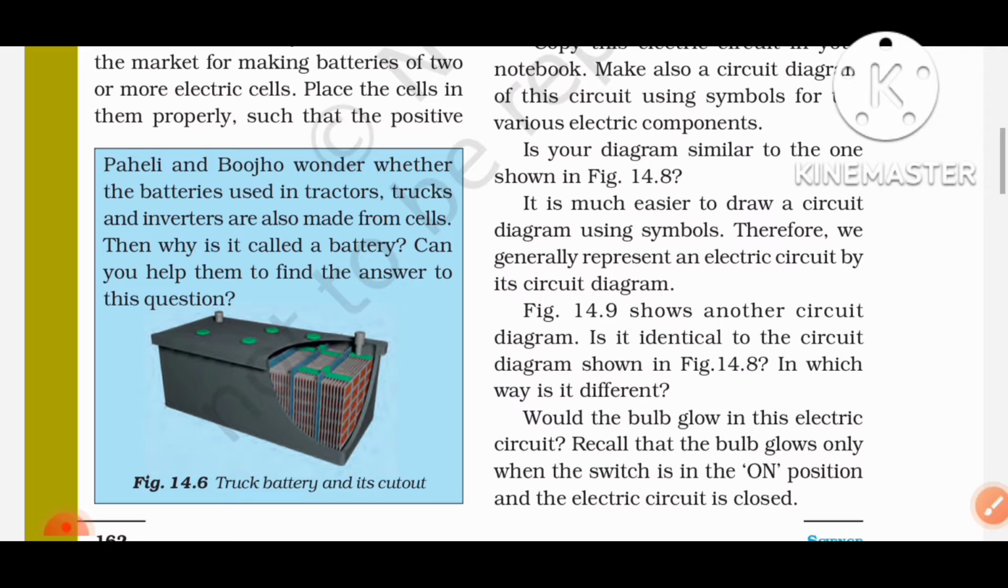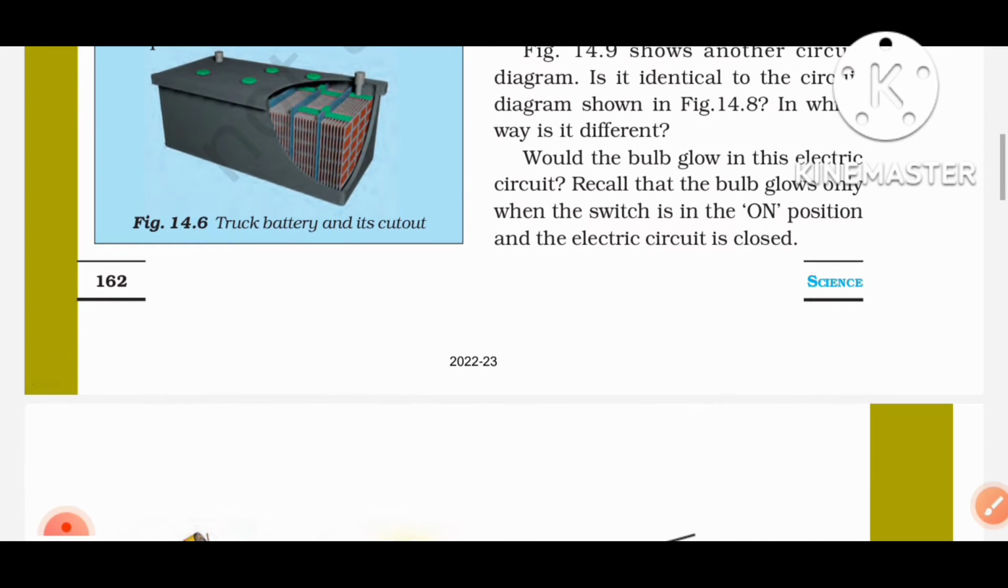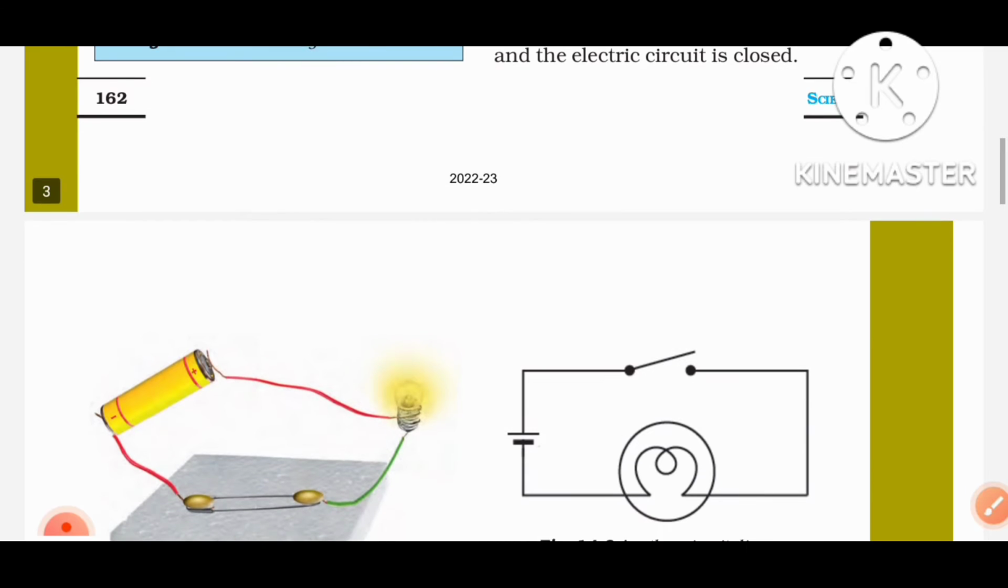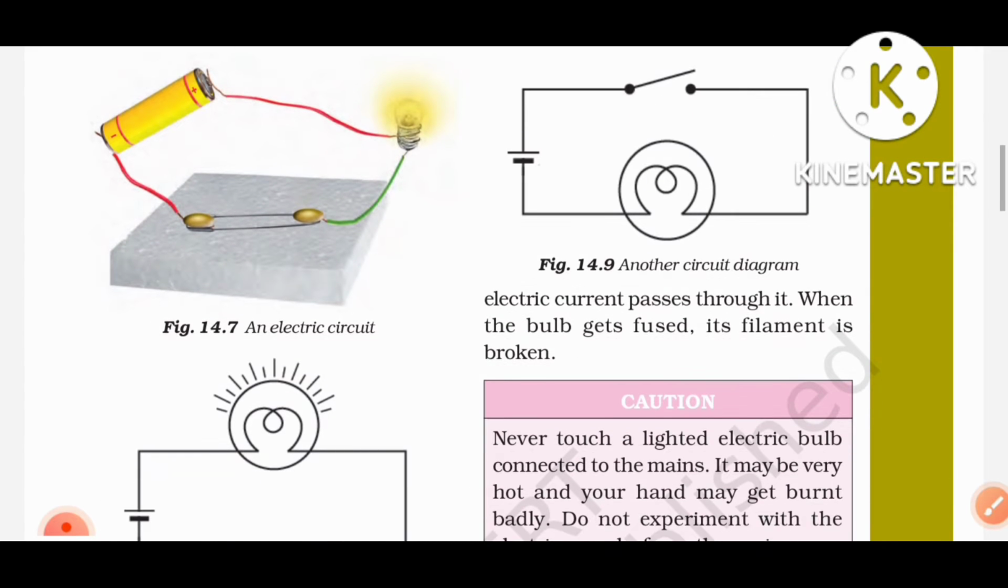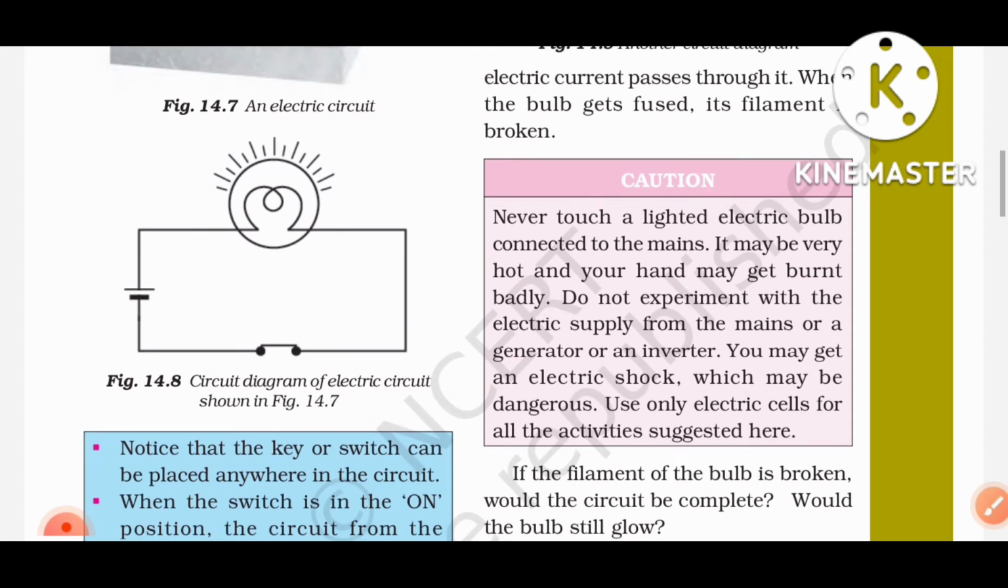Figure 14.9 shows another circuit diagram. Is it identical to the circuit diagram shown in figure 14.8? In which way is it different? Would the bulb glow in this electric circuit? Recall that the bulb glows only when the switch is in the on position and the electric circuit is closed. Figure 14.7 is an electric circuit, and figure 14.8 is the circuit diagram of the electric circuit shown in figure 14.7.